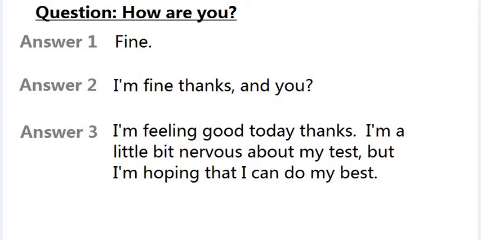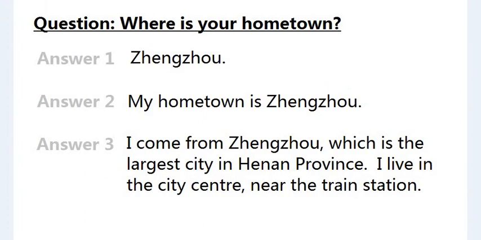Here's another Part 1 question. Where is your hometown? You could say Zhengzhou. That's correct. You've answered the question, but it's not a good display of your English. How about number 2? My hometown is Zhengzhou. Okay, we're using a whole sentence here, so that's better, but we can do much better than that.